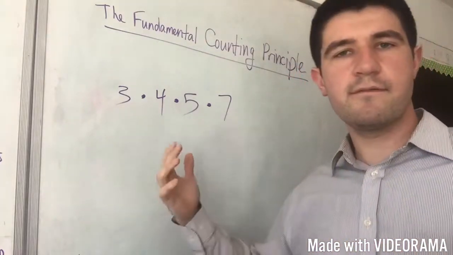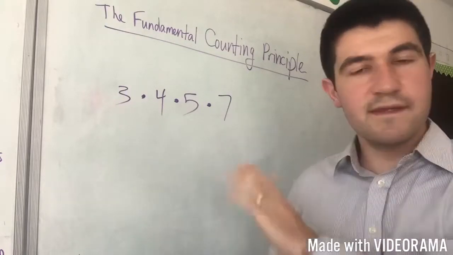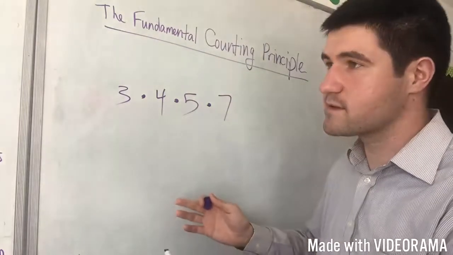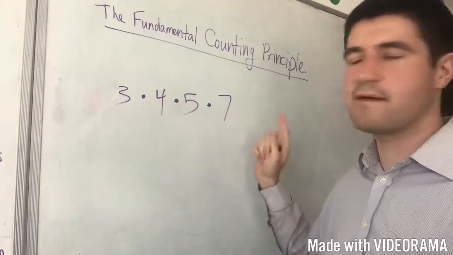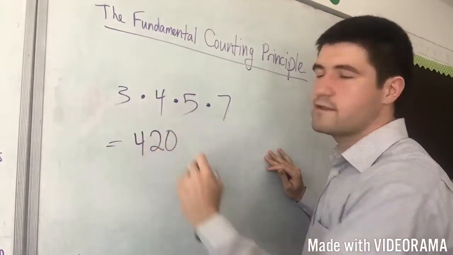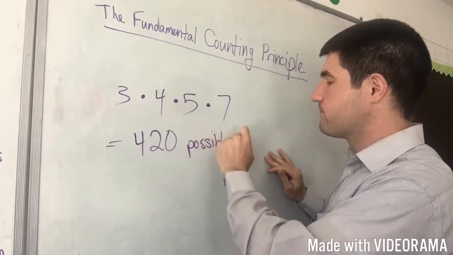So the number of possible combinations of sandwiches that I could choose from with these numbers is going to be, by the fundamental counting principle, 3 times 4 times 5 times 7. And if you do that out, you get 420, believe it or not, possible sandwiches.